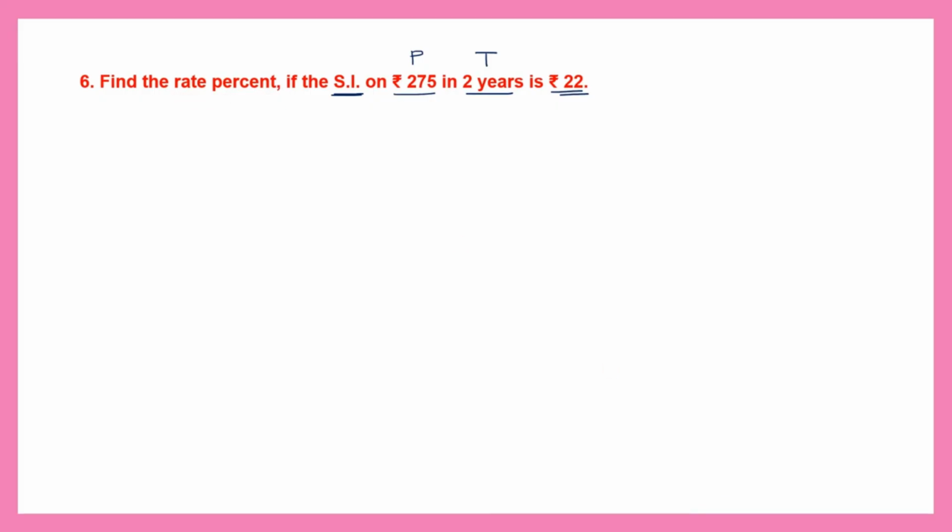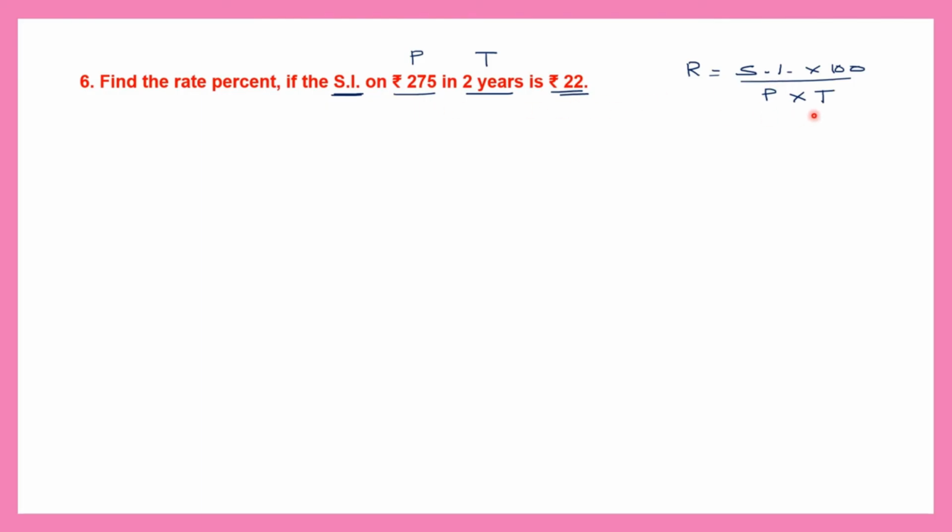Now what is the formula to find the rate? The rate is simple interest into 100 divided by principal into time. Now let's see if we've been given all these. Have we been given simple interest? Yes, it's given to us 22 rupees.